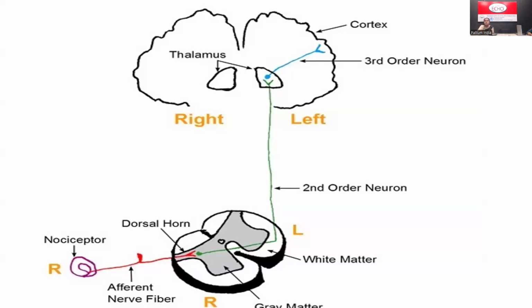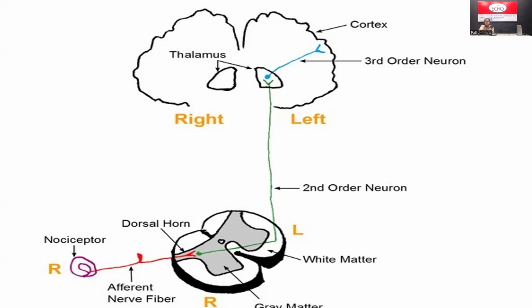So the pain pathway. When there is a noxious stimulus, the nociceptor will receive this pain, and the first order neuron will transmit this impulse from the nociceptor to the dorsal horn of the spinal cord. The second order neuron will carry this impulse from the dorsal horn of the spinal cord, cross over to the opposite side, and ascend upwards in the lateral spinothalamic tract to reach the thalamus. The third order neuron will carry the impulse from the thalamus to the cortex.